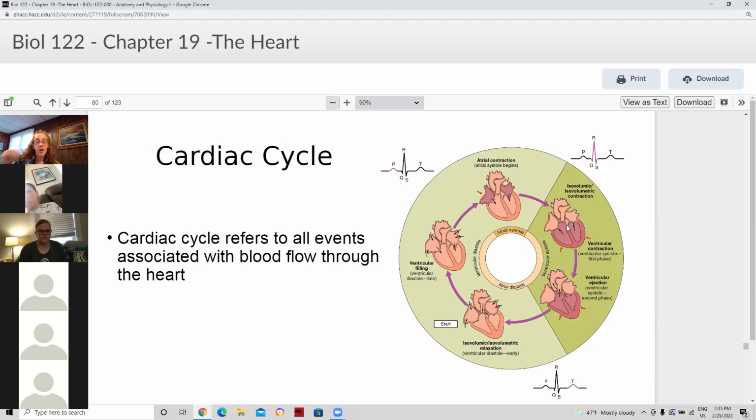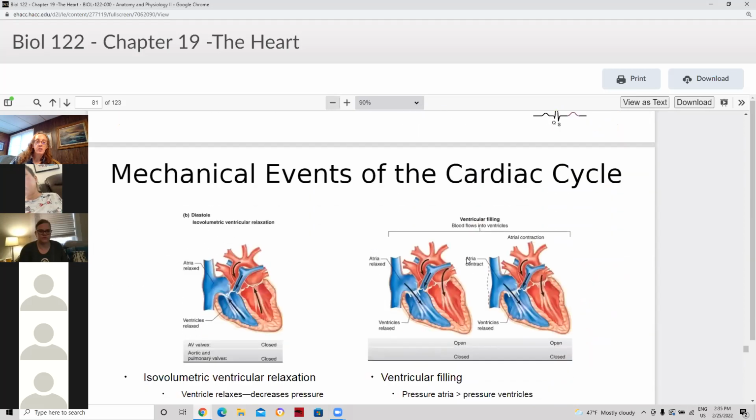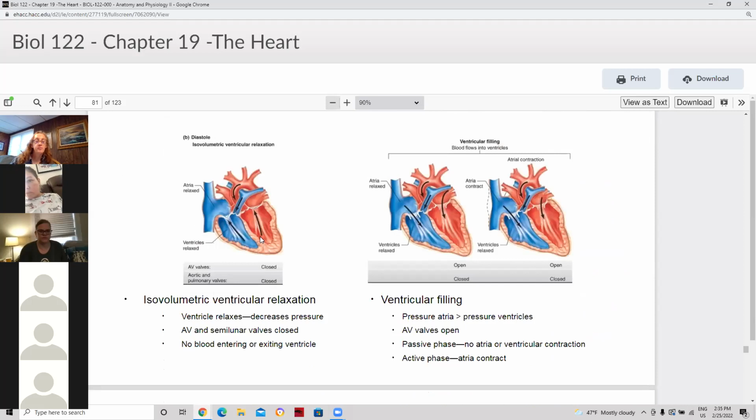Then we have what's called an isovolumetric contraction, or also isovolumic contraction. And then the pressure in the ventricles is going to exceed that in the arteries and open up the semilunar valves. Bear with me here. We're going to come to another page.